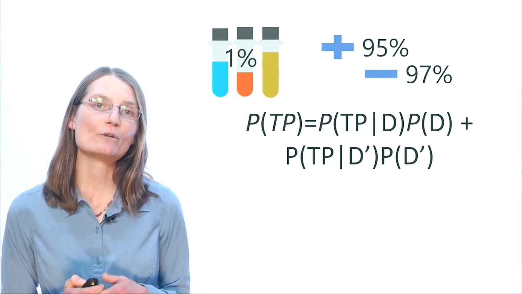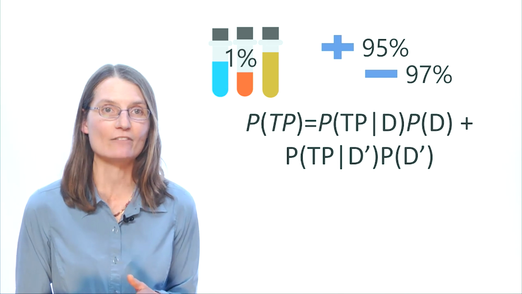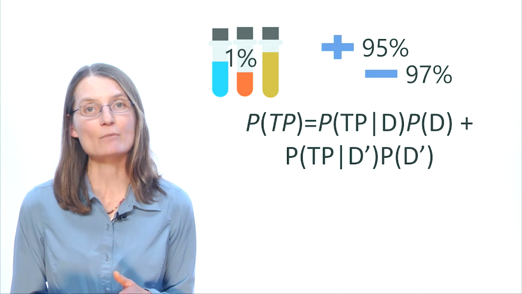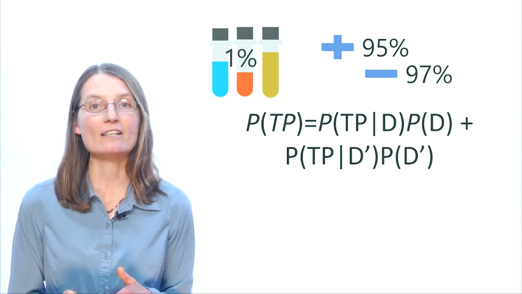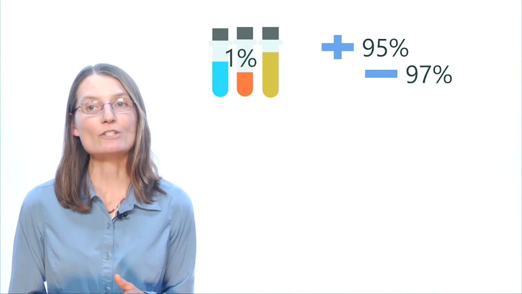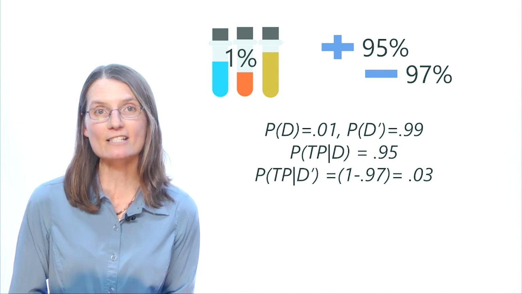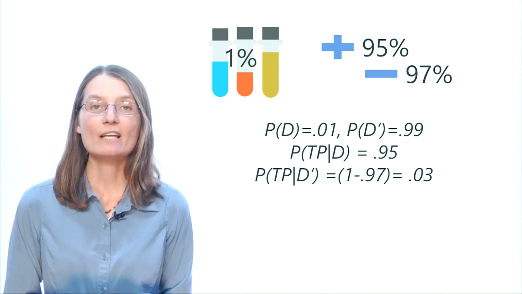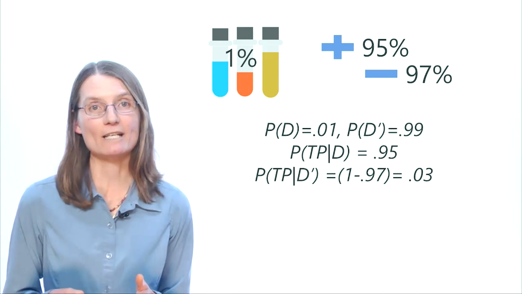So what we're going to do is let TP denote the event that a person tests positive. D will denote the event that a person has the disease. D prime will denote the event that the person does not have the disease. Then it follows, we do the math, and what we find is that the probability of having the disease, remember, is 0.01. Then the probability of not having the disease, the complement, is 0.99.